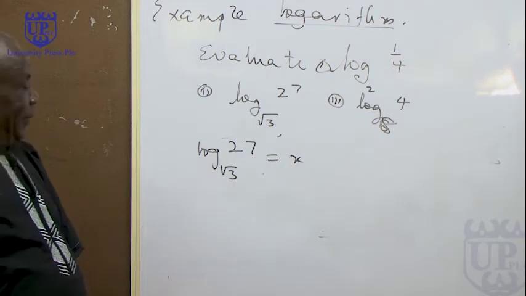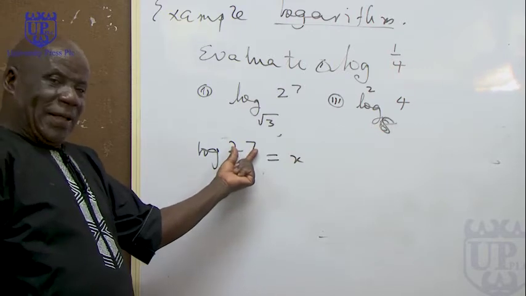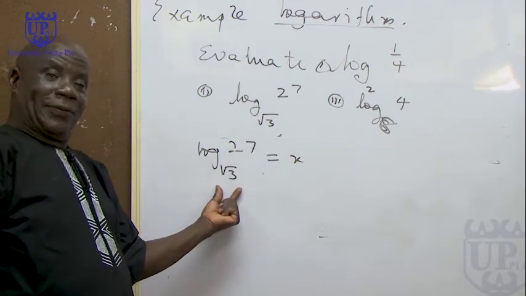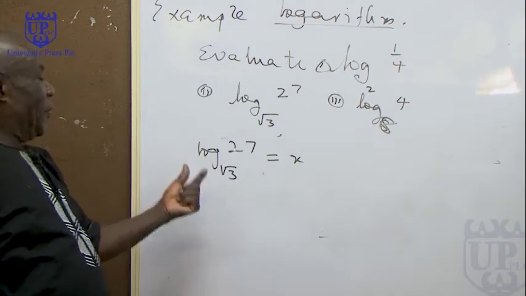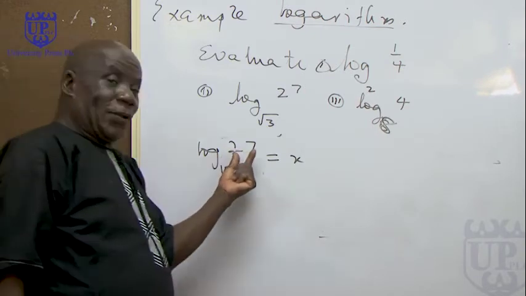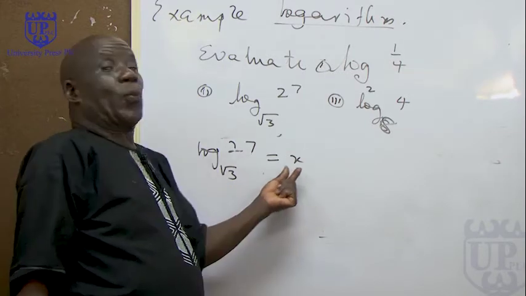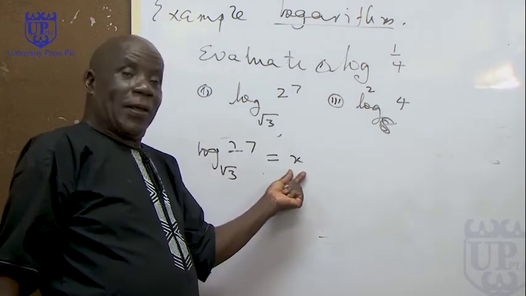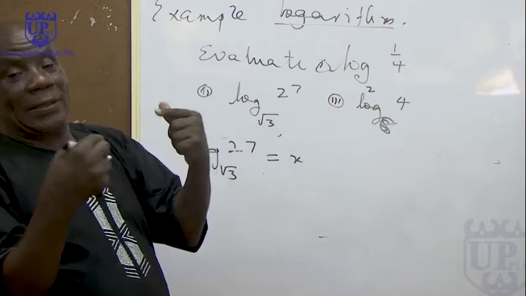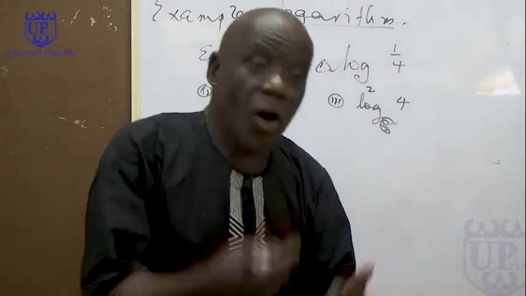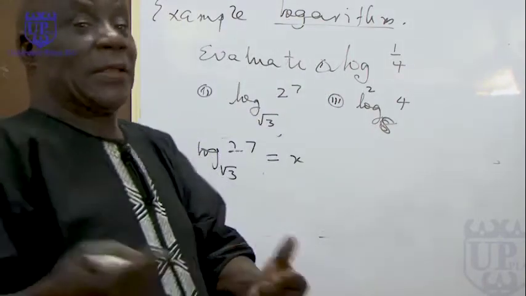By our definition, log of a number is the power to which the base is raised to get that number. From here, 27 will be equal to the square root of 3 raised to power x. If you look at log 100 to base 10, the answer is 2, because 100 is 10 raised to power 2. The base is raised to power 2.